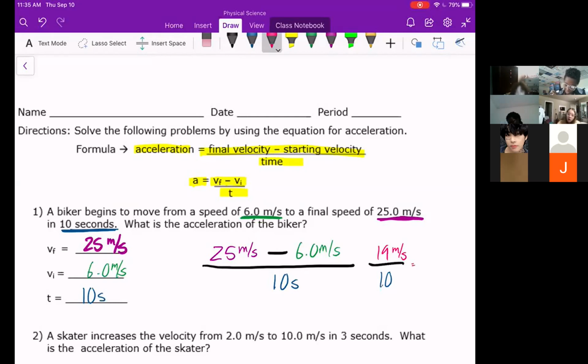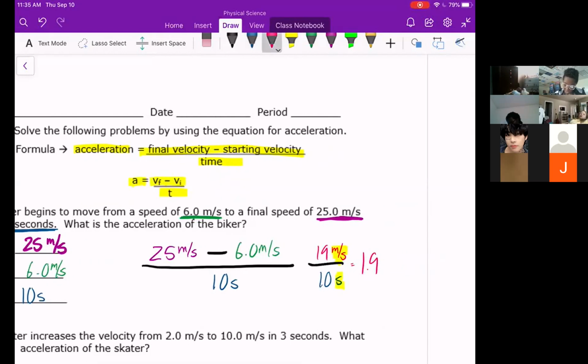Yeah. Okay, 1.9. And this was 10 seconds, okay? So a meter per second divided by a second. You can write it one of two ways. If you think you're going to get confused, you can just say a meter per second divided by a second, which realistically is the same thing as saying meters per second squared. That's the same thing. Okay, so that's your answer.